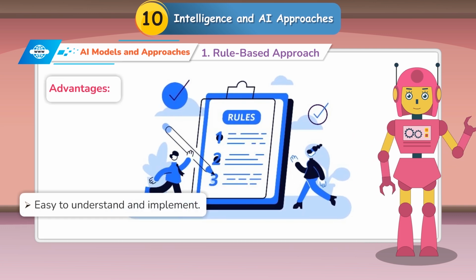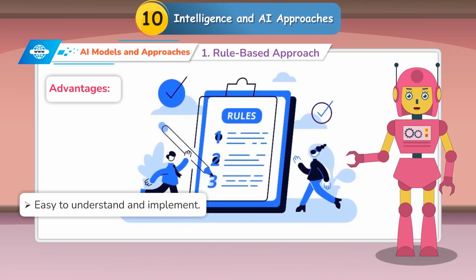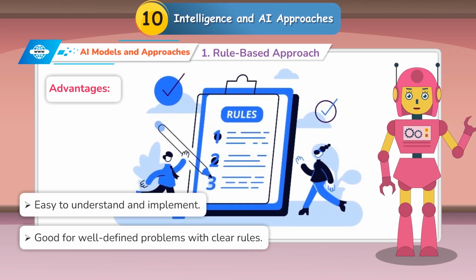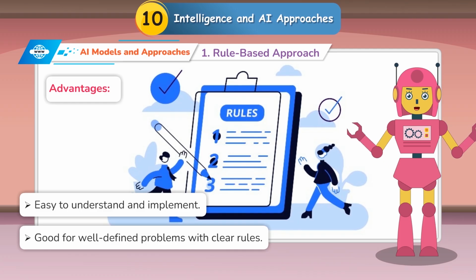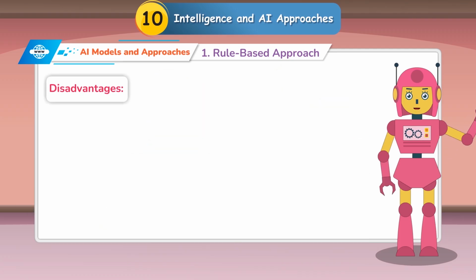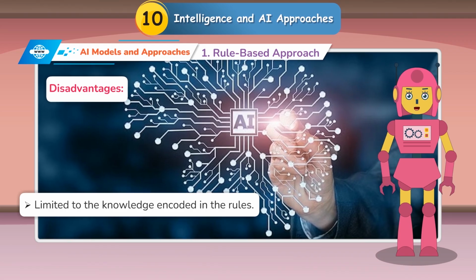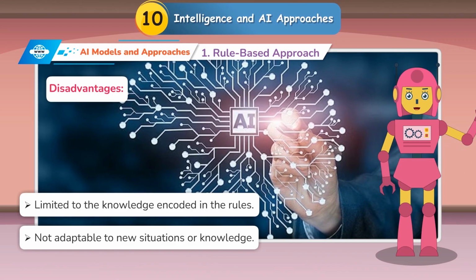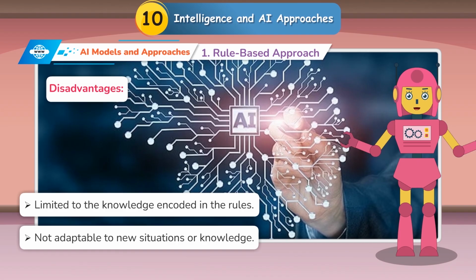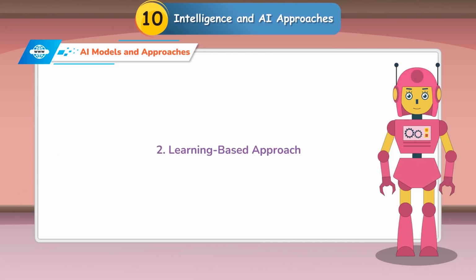Advantages: easy to understand and implement, good for well-defined problems with clear rules. Disadvantages: limited to the knowledge encoded in the rules, not adaptable to new situations or knowledge.